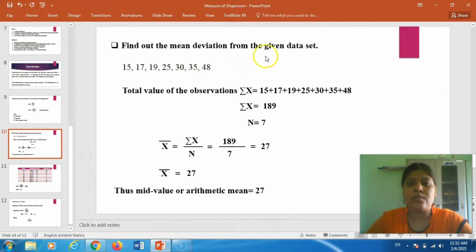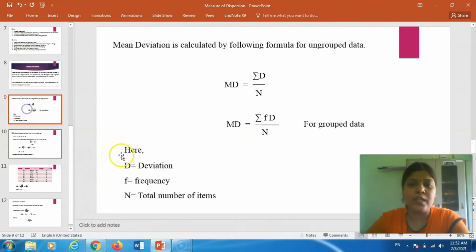Find out the mean deviation from the given data set. Here some values are given along with the total number of observations. First we have to understand which formula we are going to use here. According to the nature of this data, it is an ungrouped type of data. Therefore we have to apply the formula for ungrouped data.